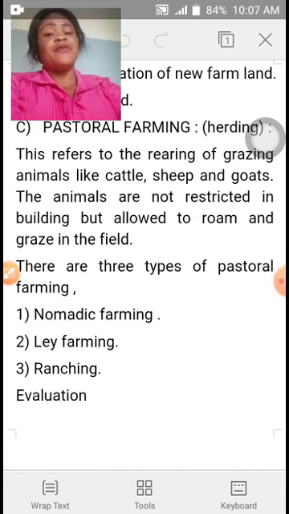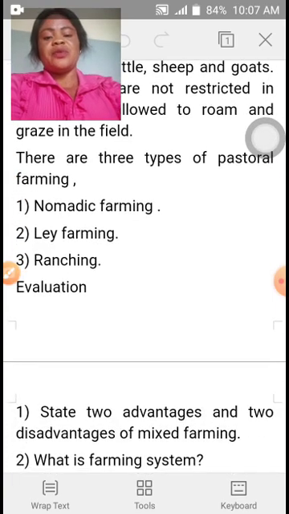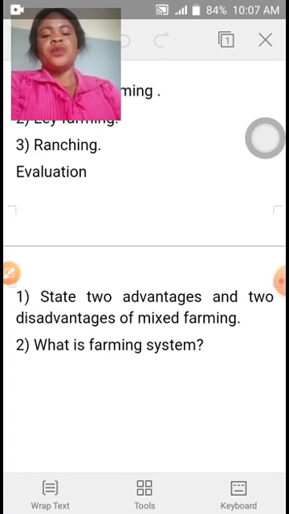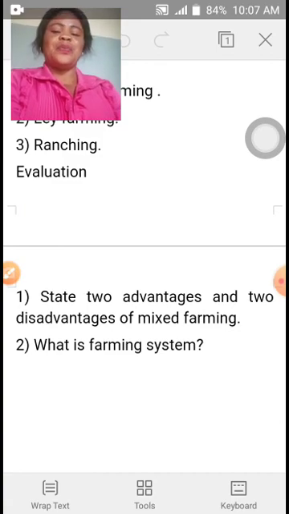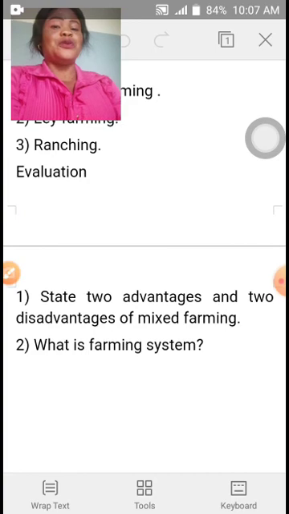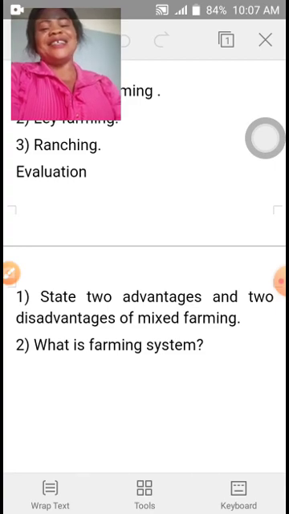All right, I have some questions here for you to answer. Number 1 is, state 2 advantages and 2 disadvantages of mixed farming. Please take down these 2 because I will ask you. I would like to mark your notes. State 2 advantages and 2 disadvantages of mixed farming. Number 2 is, what is farming system? It's very simple. If you have it in your notes, you will do that.